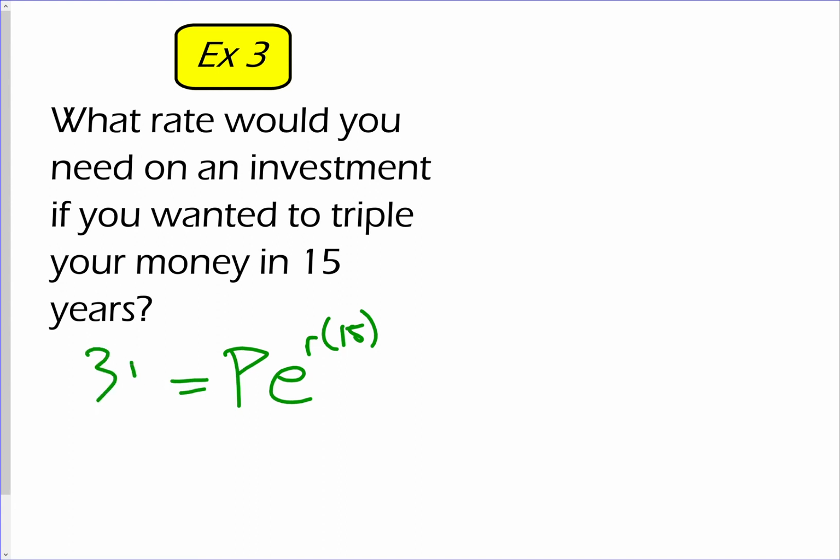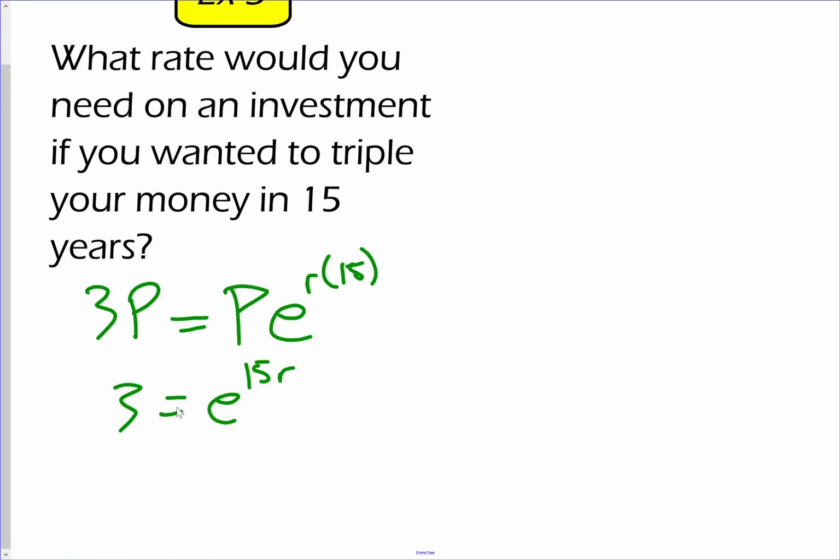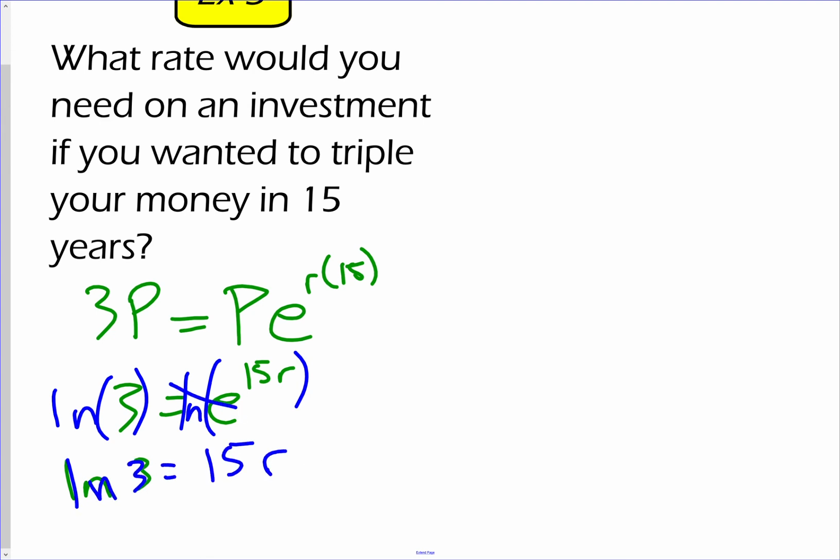Well, it's 3P. Okay. So solving for R now, we could divide both sides by P to get 3 equals e to the 15R. Okay, and then we need to take the natural log of both sides because we have base e here. So we take the log base e, that's natural log. Okay, so the natural log of 3 equals 15R, after we use the inverse property and cancel. And the last thing we'll do is divide by 15. So the natural log of 3 divided by 15 is what our percent is.